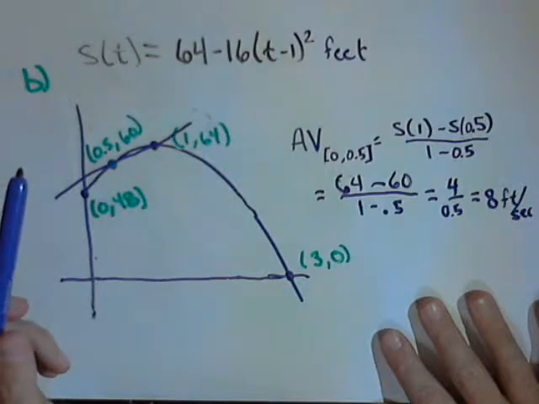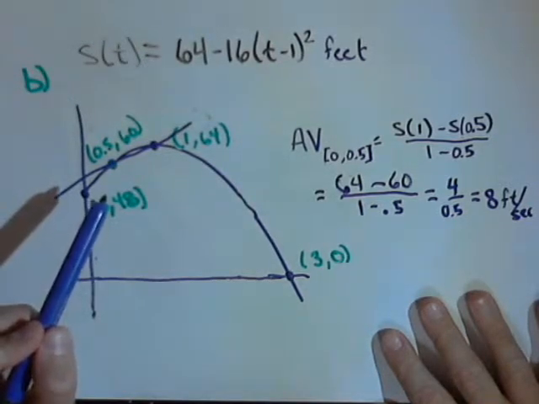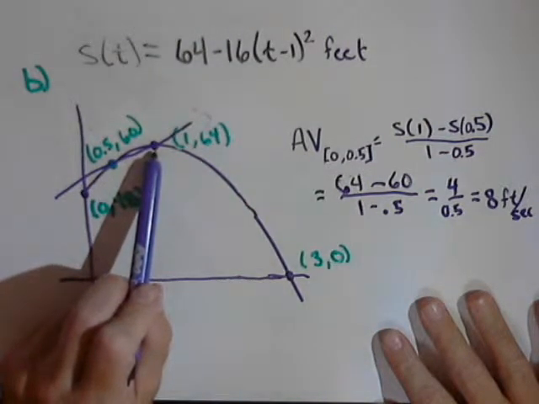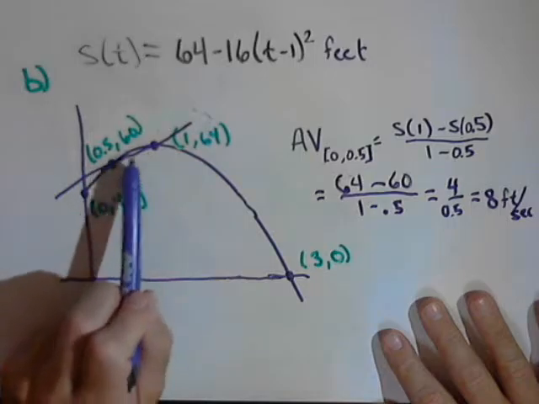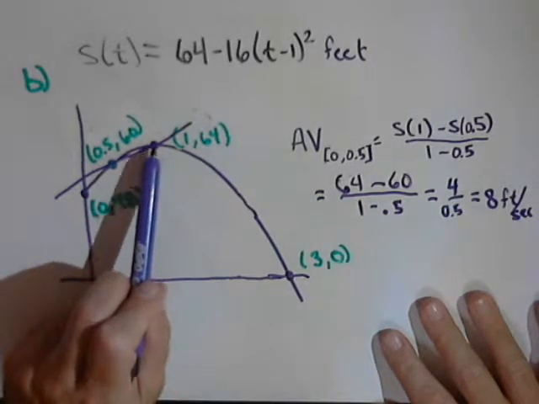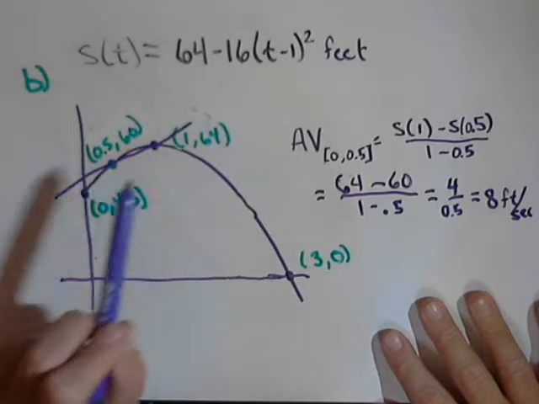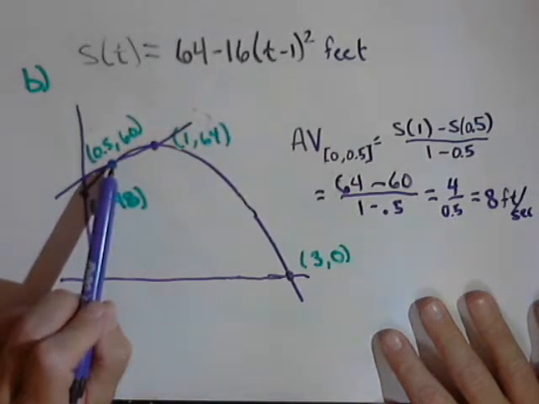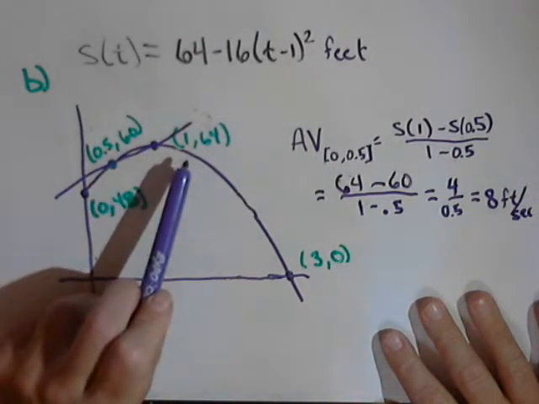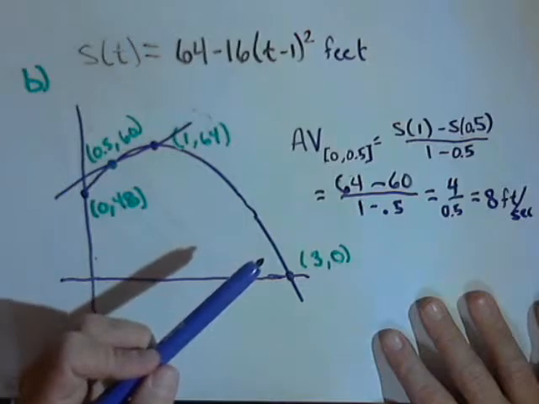Now, does that mean it was traveling 8 feet per second the whole time? Actually, probably not, because we already know that at 1 second, that's the one point where the ball stops moving because it stops going up and starts going down. So it's actually going 0 feet per second at 1 second. It's probably going a little higher than 8 feet per second at a half a second. But on average, between a half a second and 1 second, we're traveling about 8 feet per second.